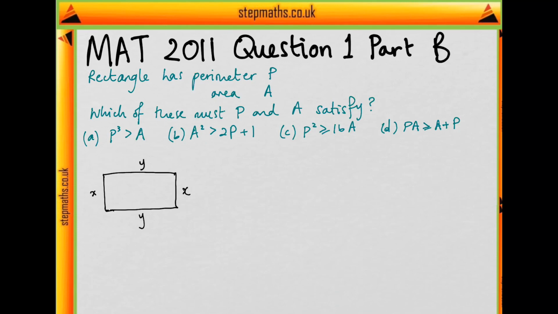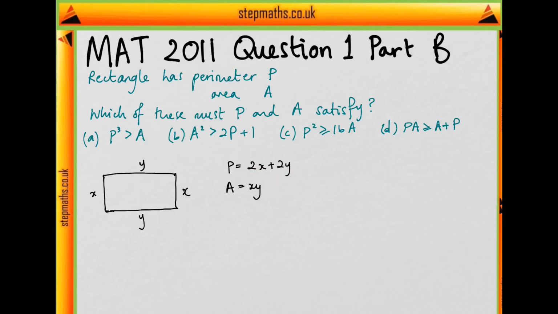So if this is my rectangle, then we know the opposite sides have the same length, and so in terms of x and y, P and A would be 2x plus 2y and xy. And we want to relate P and A, so let's use these two equations to make one equation which relates P and A, for example by getting rid of the y.